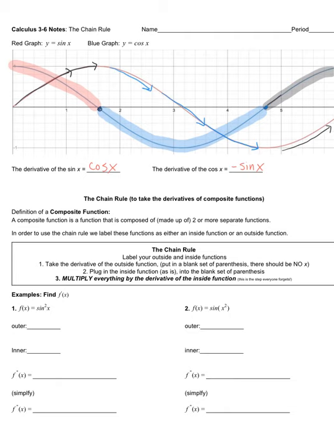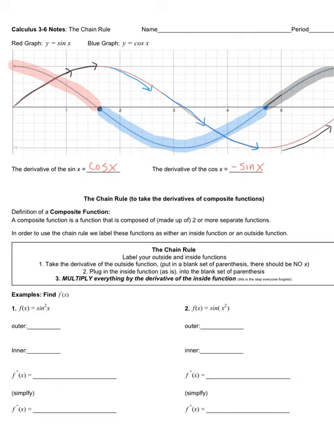All right, now we're going to learn the chain rule. The chain rule is a derivative rule used to take the derivative of composite functions. Now, what is a composite function? A composite function is a function that is composed of, it's made up of two or more separate functions. So one function is built into another function. All right? One way that we can recognize a composite function is that you see more than one function, but you only see the letter x one time.